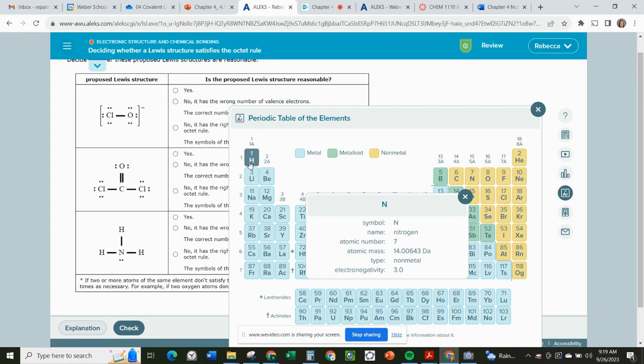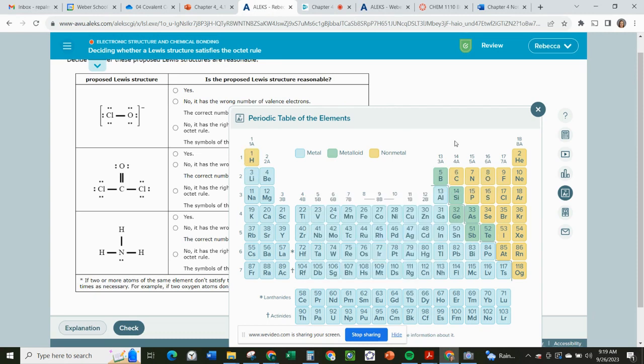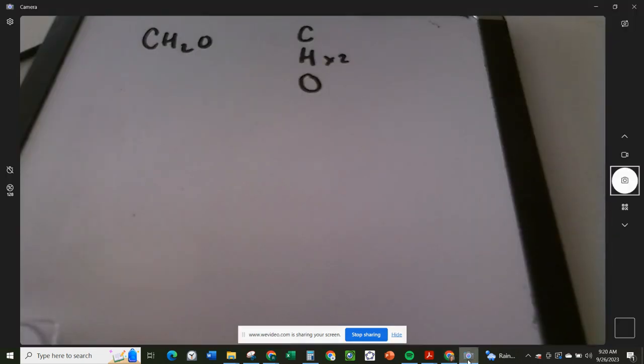Hydrogen has 1 over here. Carbon is in this column. It has 4 valence electrons. Oxygen is in this column. It has 6. So let's go ahead and write that down.